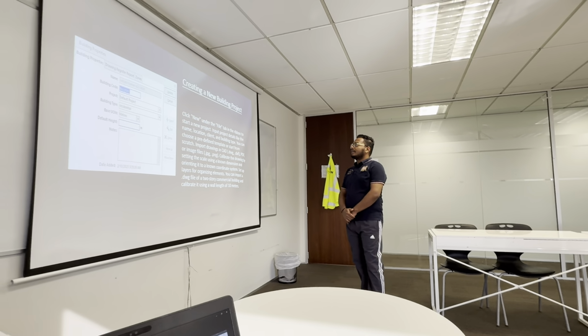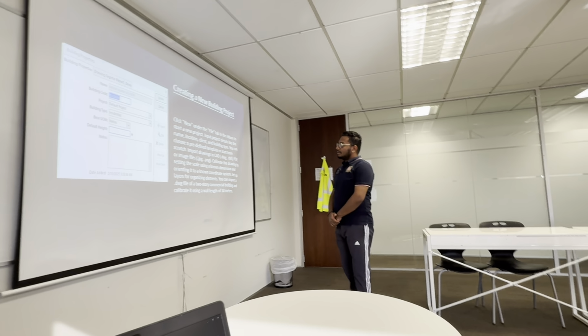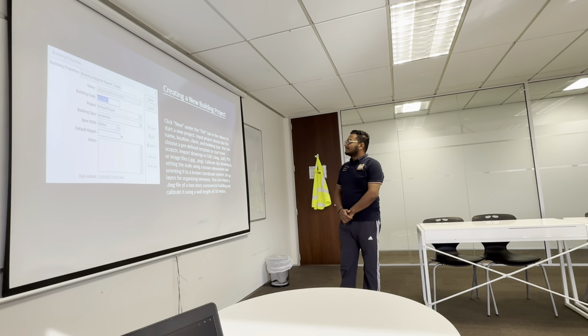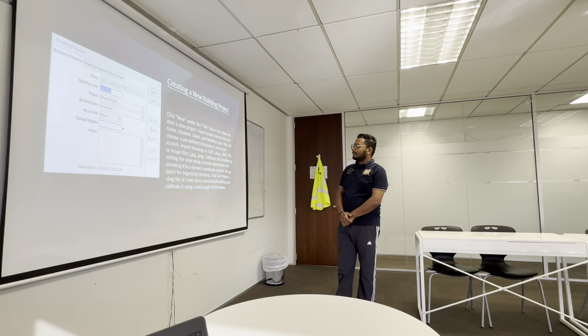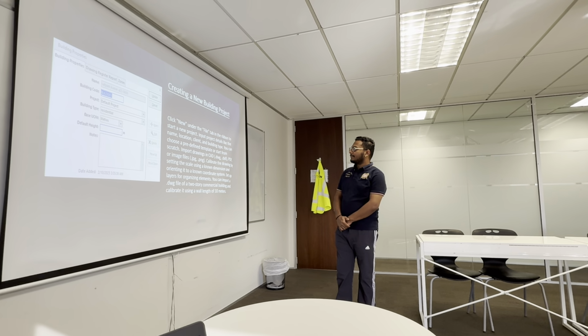Firstly, we need to click New Project under the File tab in the ribbon to start a new project. Input project details like the name, location, client, and building type. You can choose a predefined template or start from scratch. Import drawings in CAD formats, DXF, PDF, or image files like JPG and PNG. Calibrate the drawing by setting the scale using known dimensions.